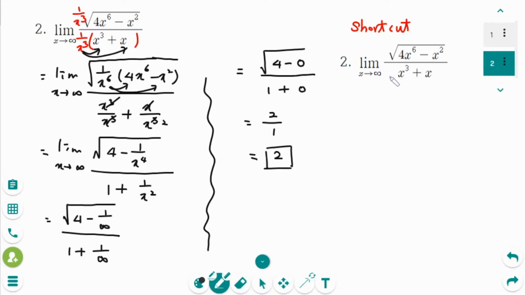And you can use a shortcut. Just take the highest power of x in the numerator and then the denominator. So what is the square root of 4x to the power of 6? It is 2x cubed over the same thing, and then simplify. That answer is 2.